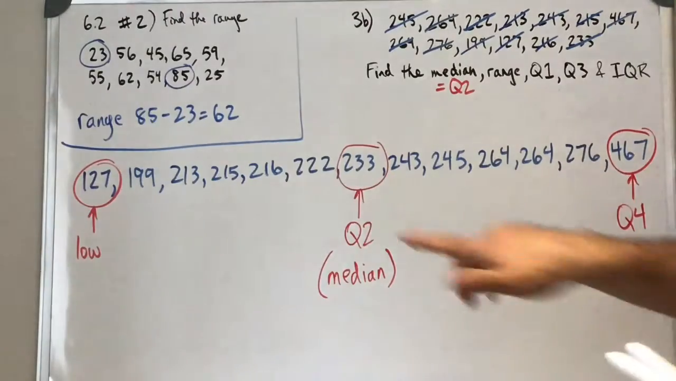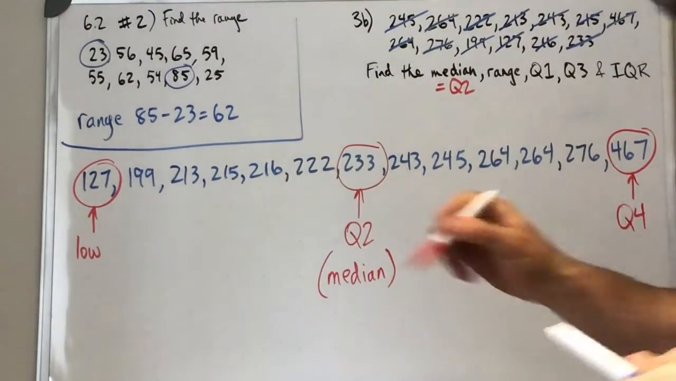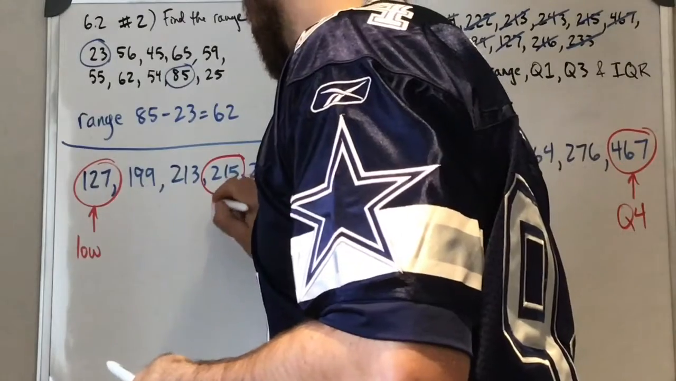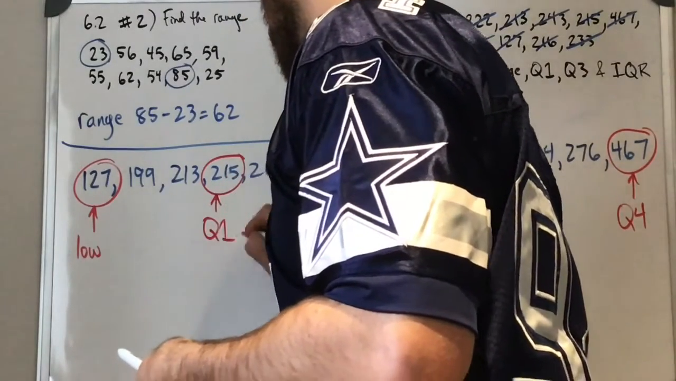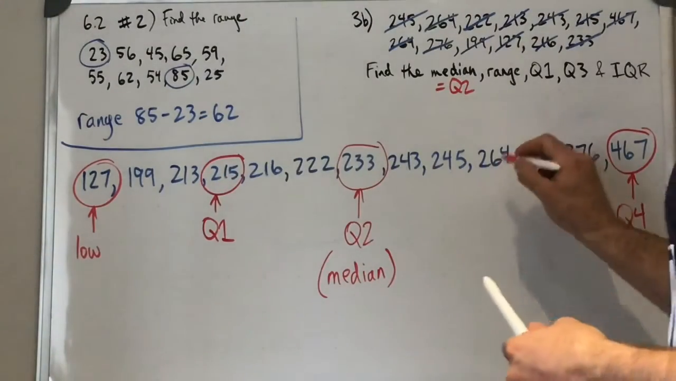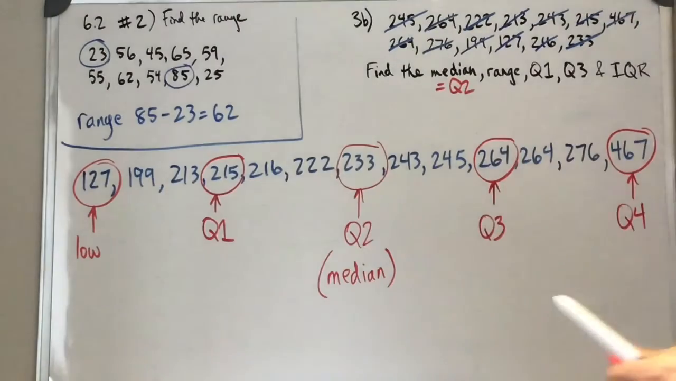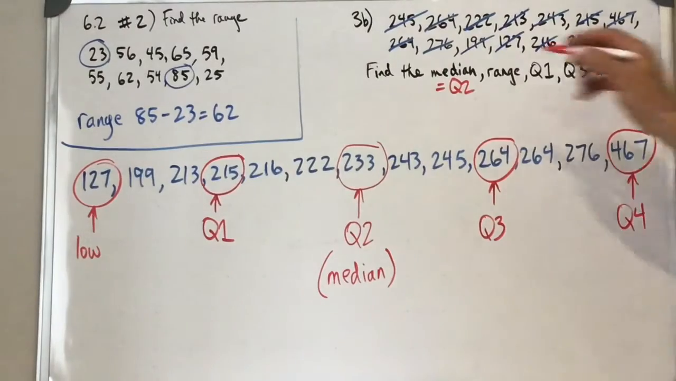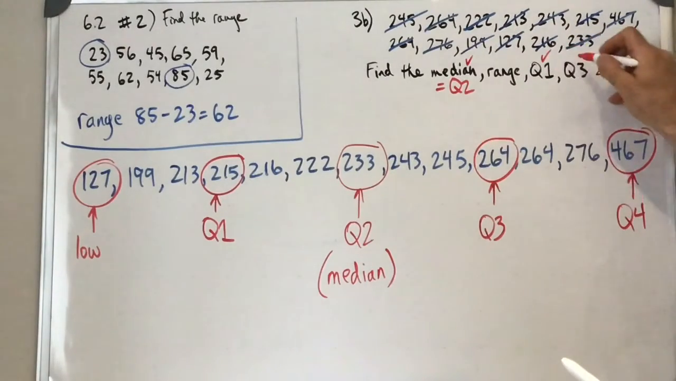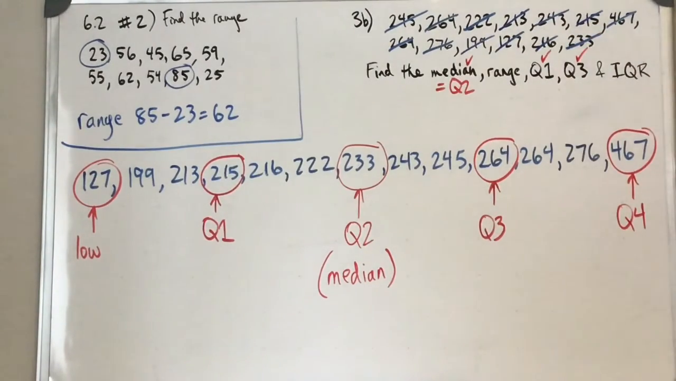Our quartile 1 is going to be in the middle of these two values. So we can identify it as 215. And similarly, Q3 is going to be here. Okay, so our median, we've got that, quartile 1, quartile 3. Now we just need our range and interquartile range.